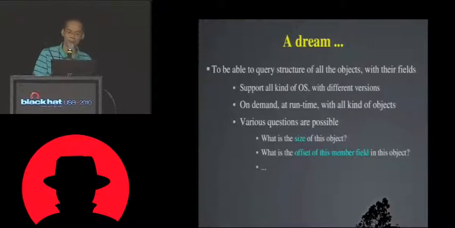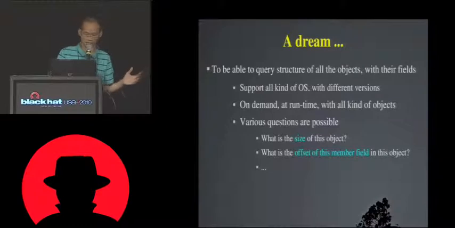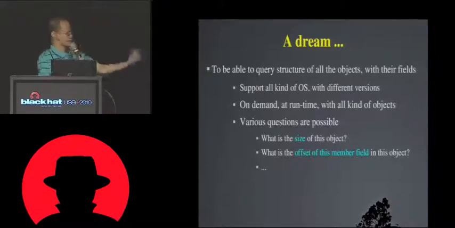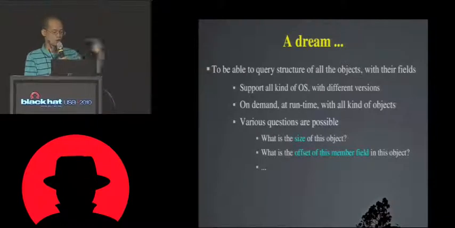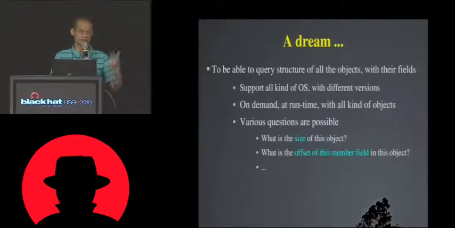So I have a dream. I want to be able to query structures of the objects in Windows OS with all the fields inside each object. And I want to do that with all the OSes, not only Windows. And I want to do that on demand at runtime, not at compile time, with all kinds of objects. And I want to answer many questions. First of all, I want to know the size of these objects. I want to know the offset of this member field inside this object.